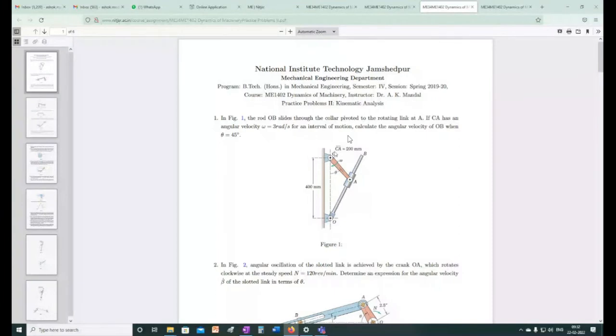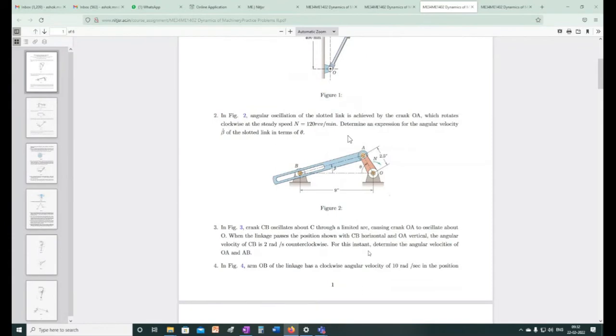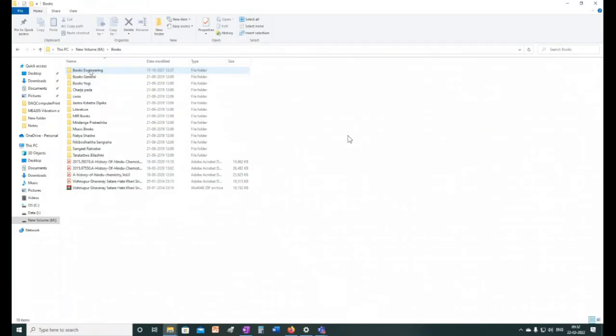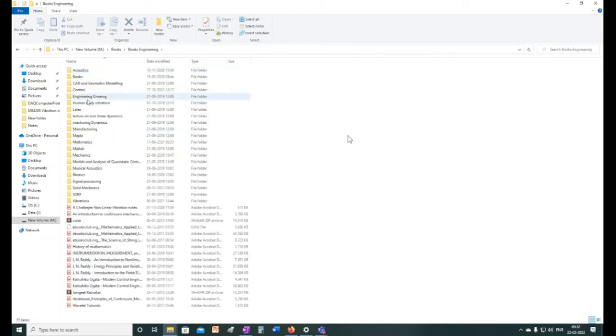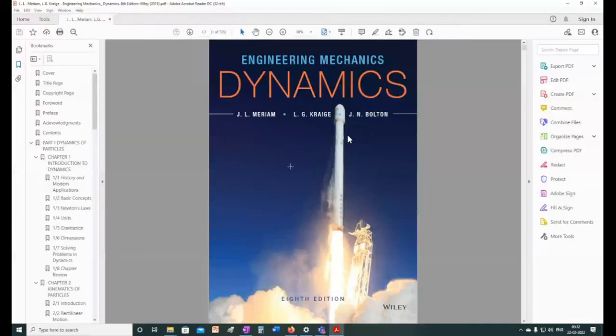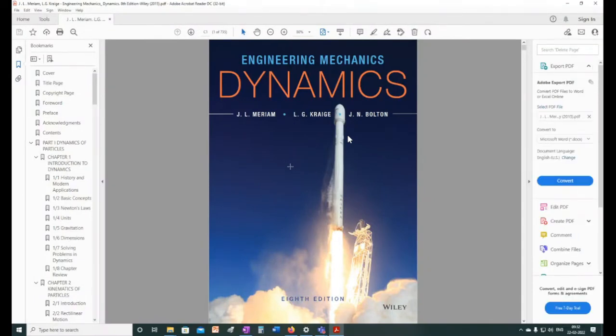About this problem set, this is problem set two on kinematic analysis. All these problems are taken from Meriam and Craig. There is a book called Meriam and Craig. Let me show you that book. This is the book which is available on the internet. You can download or you can buy this book. Okay, the Indian edition is available in low cost editions. It is a very nice book for practice in engineering mechanics.